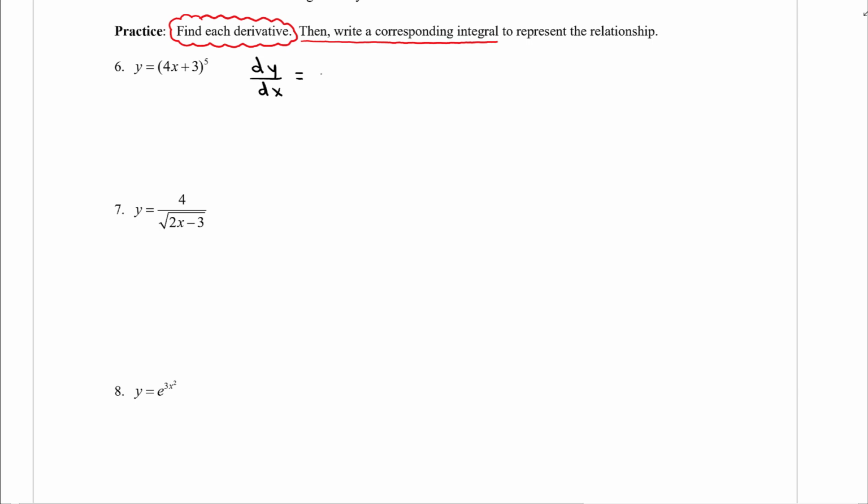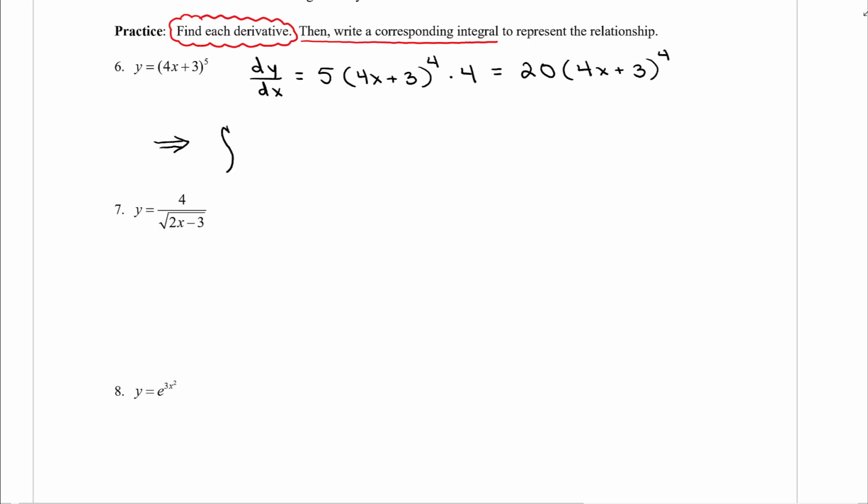5 times (4x + 3)^4 times 4, which is equal to 20 times (4x + 3)^4. That's the derivative part. Next is the integral part.